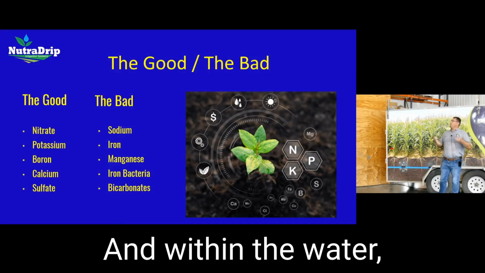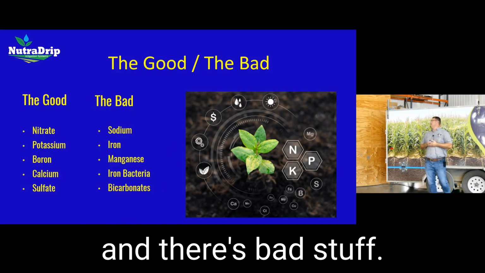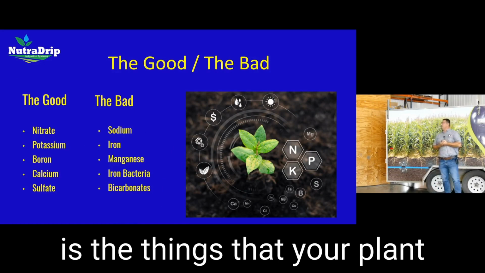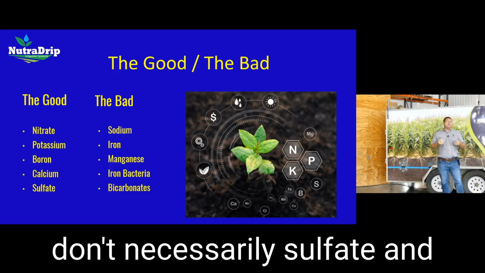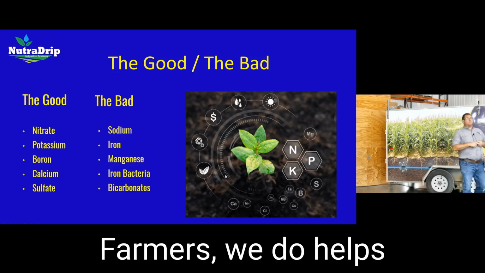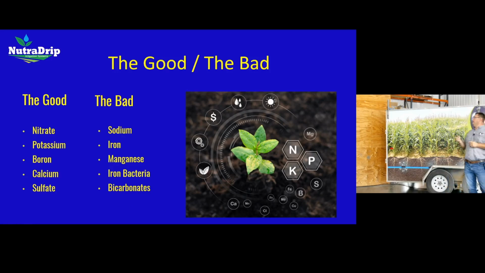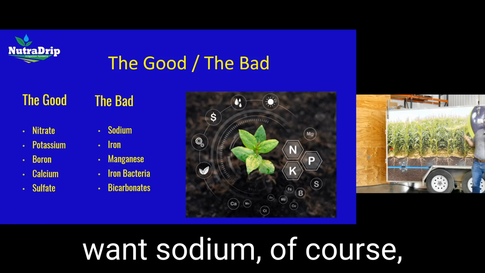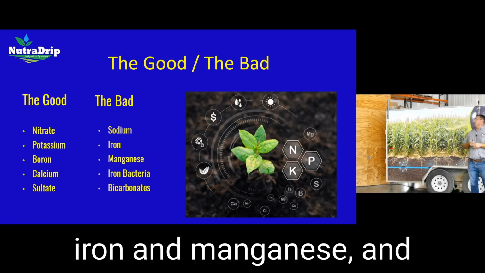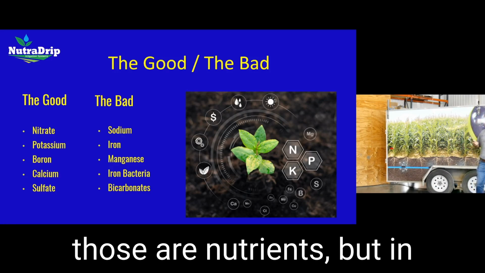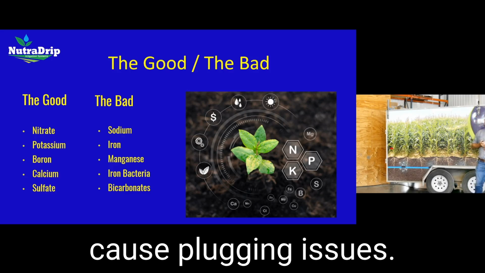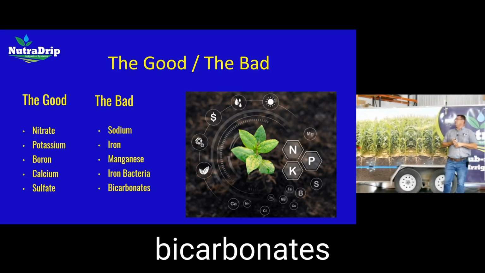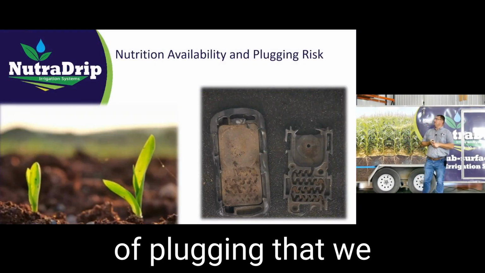And within the water, there's good stuff and there's bad stuff. And of course, the good stuff is the things that your plant likes: nitrates, potassium, boron, calcium, sulfate. The environmental people don't necessarily want sulfate and nitrate in their water, but as farmers, we do. It helps our plants grow. And then, of course, the bad things that we don't want: sodium, of course, iron and manganese. And those are nutrients, but in a drip situation, they can cause plugging issues. Iron bacteria and bicarbonates are also components of plugging that we have to deal with.